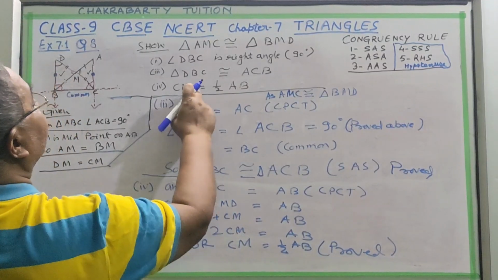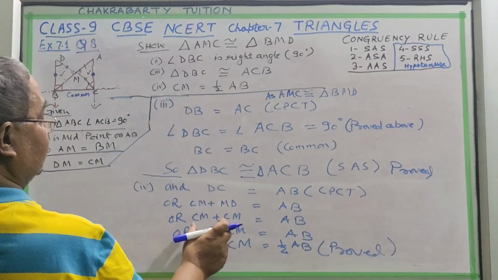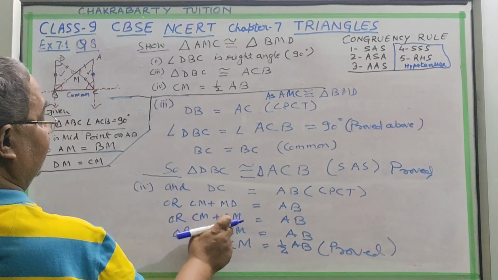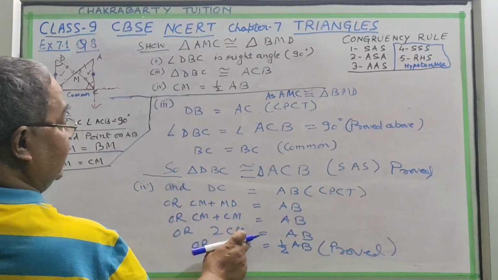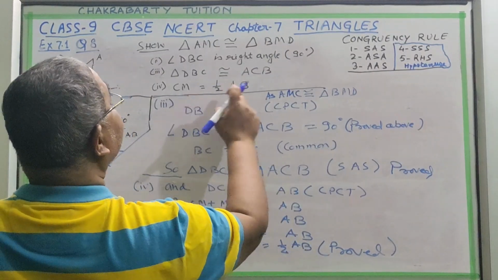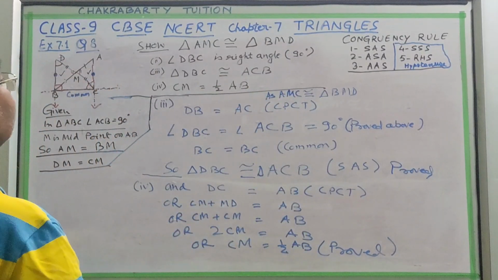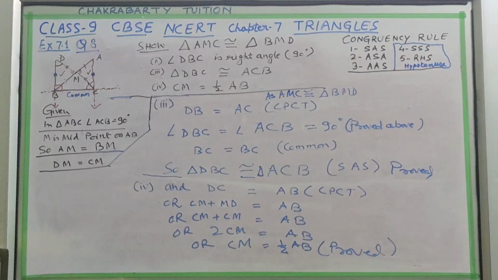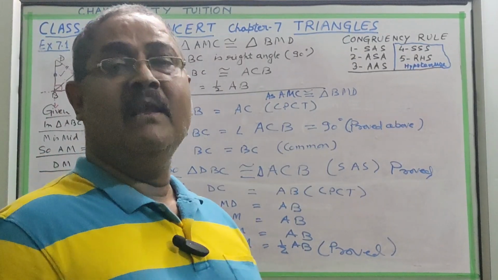Why are we writing this? Because we have to prove this. That's why we are converting MD to CM. It means 2 CM is equal to AB, so CM will be half of AB, and it is proved. So in this way, this chapter is over, question 8 is over.